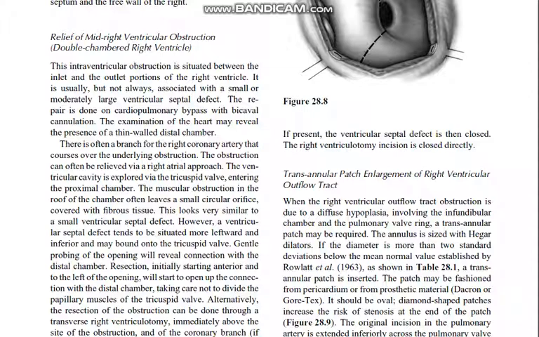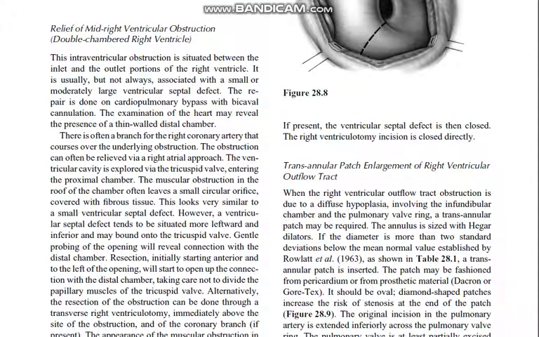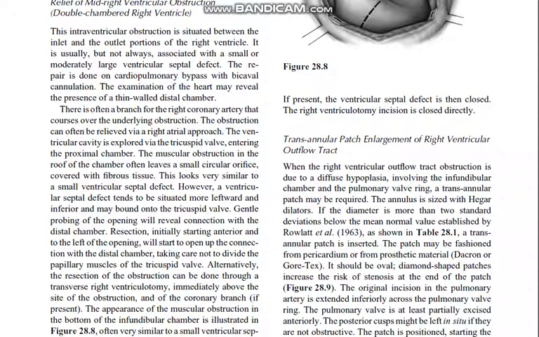The annulus is sized with Hegar dilators. If the diameter is more than 2 standard deviations below the mean normal value established by Rowlatt et al., as shown in table 28.1, a transannular patch is inserted.